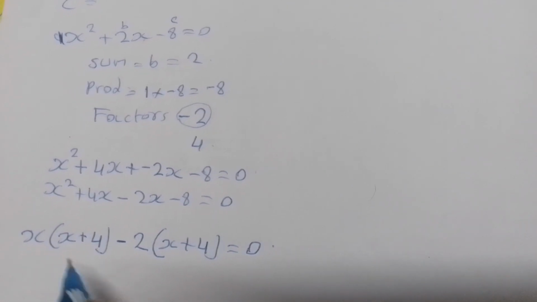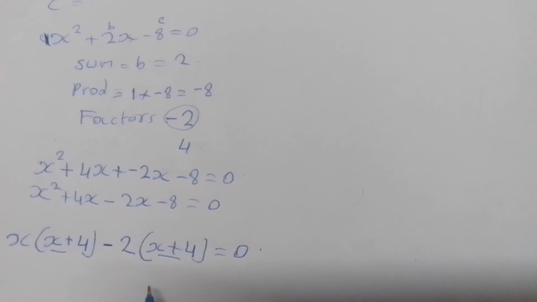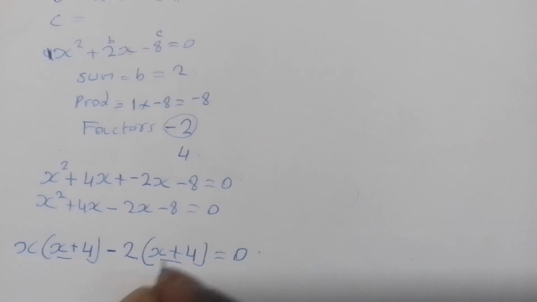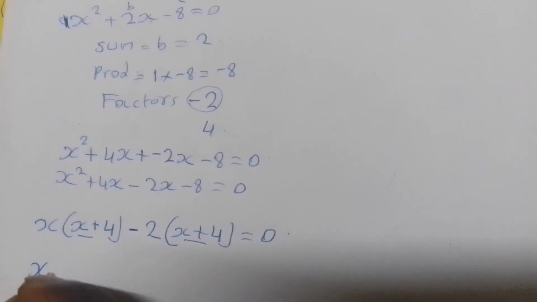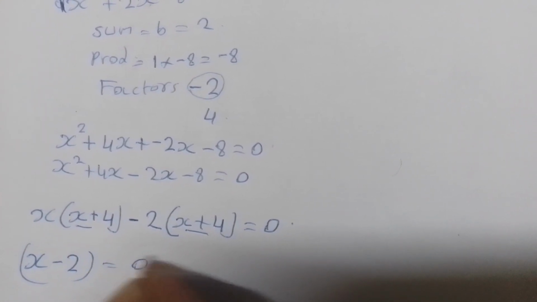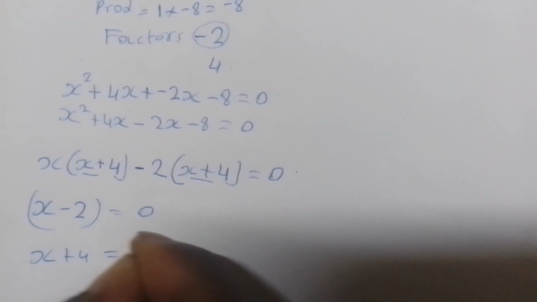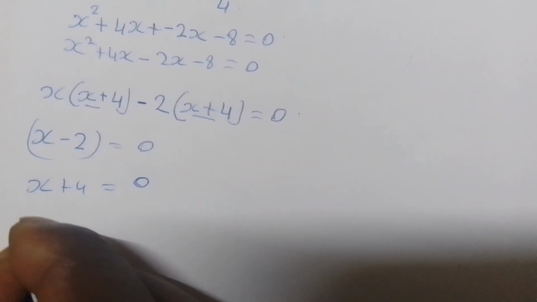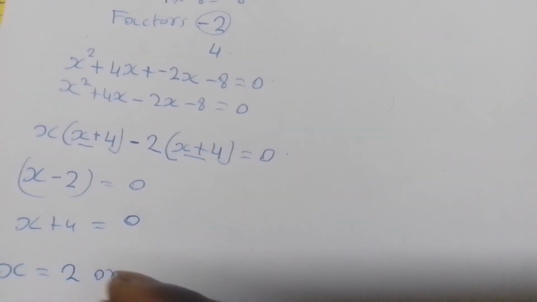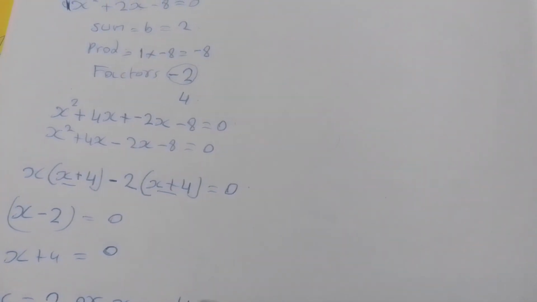Having two same factors, you group them. You take one and take the other. That one will be x minus 2 is equal to 0, and the other one is x plus 4 is equal to 0. So our x is equal to 2 or x is equal to -4.